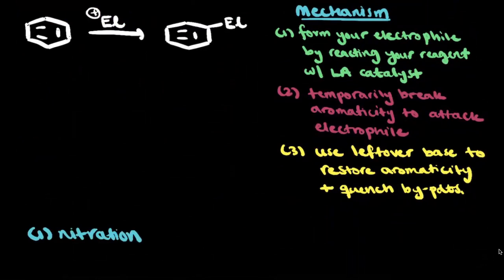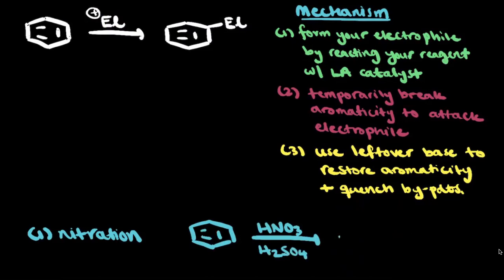All right, so for your nitration, the overall reaction involves taking your benzene ring and reacting it with two acids at once. Those two acids are going to be nitric acid and sulfuric acid. Doing that will end up giving you a nitro group on your ring, NO2. Okay, so that's how the overall reaction looks. Let's go through each of these three steps and see how we can apply that mechanism.